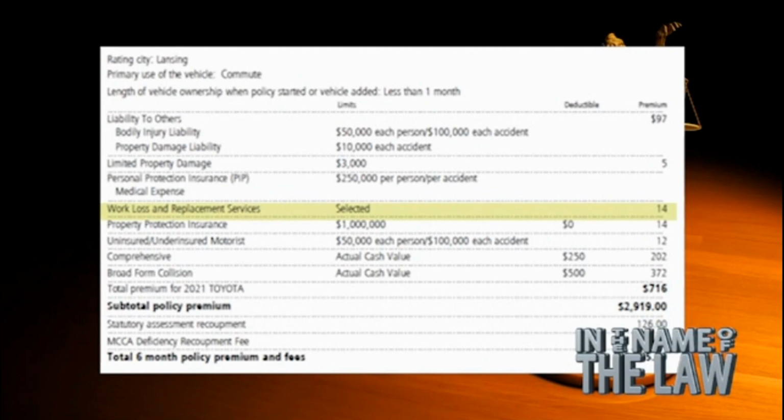Okay. What is the next line? Work loss and replacement services. Those are another types of no-fault benefits. Work loss benefit is the income loss benefit. The replacement service benefit is a household chore benefit. So that person has selected those benefits. Pretty much you have to select those benefits, but that indicates the person has the right to recover those no-fault benefits. All right, property protection insurance, here it's for $1 million.